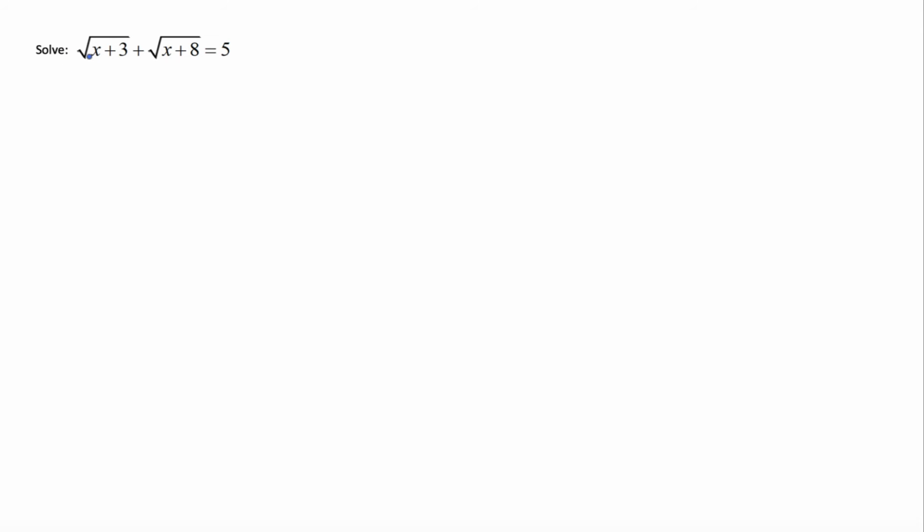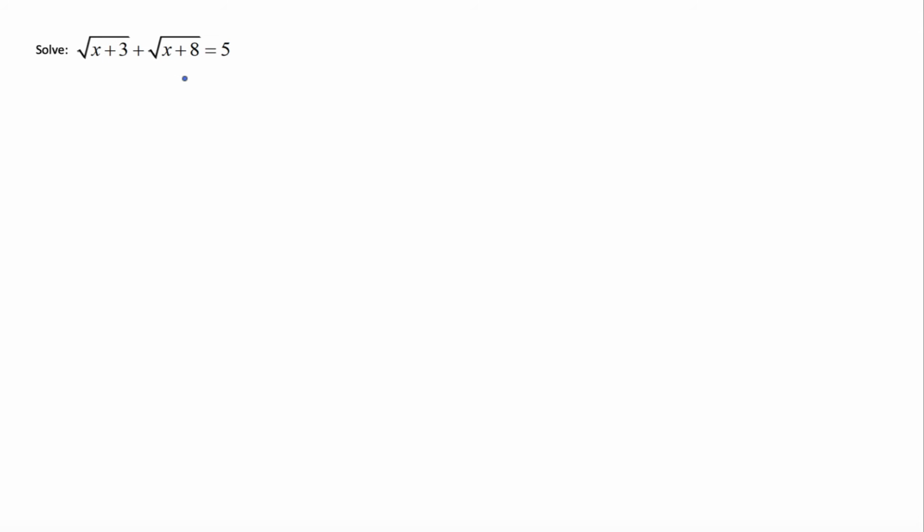All right, here we want to solve radical x plus 3 plus radical x plus 8 equals 5. Now we see that there are two radicals in this equation, which means that at some point we're going to have to square both sides twice.